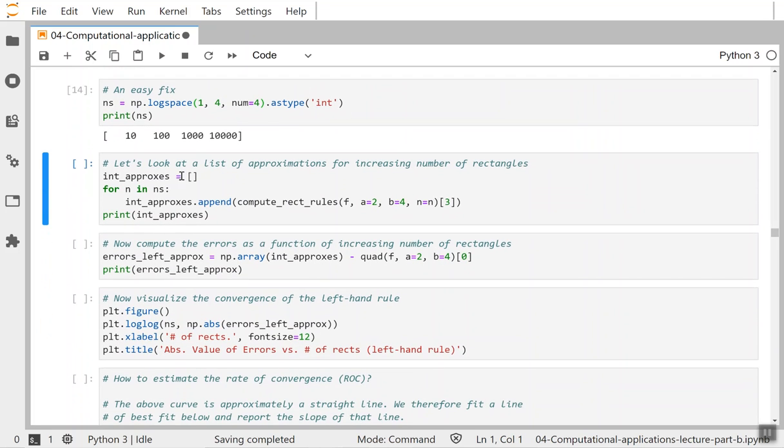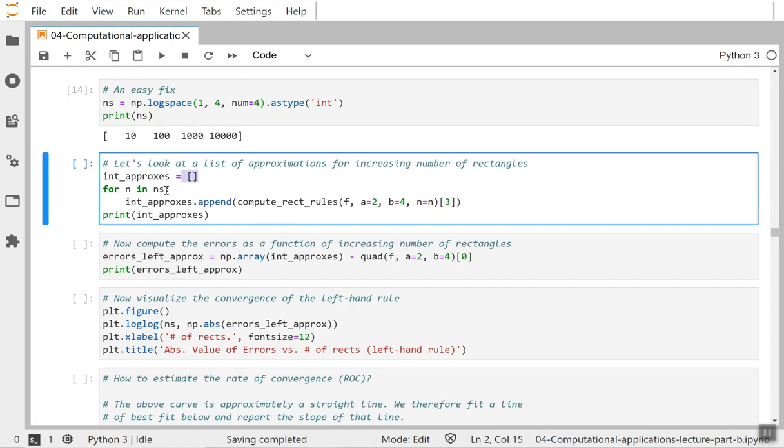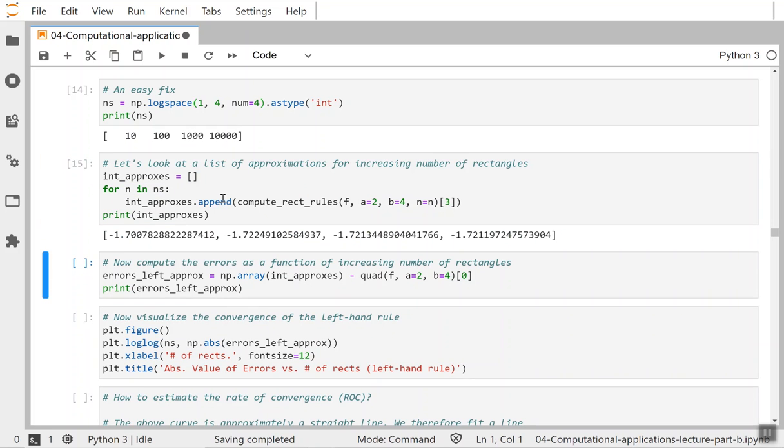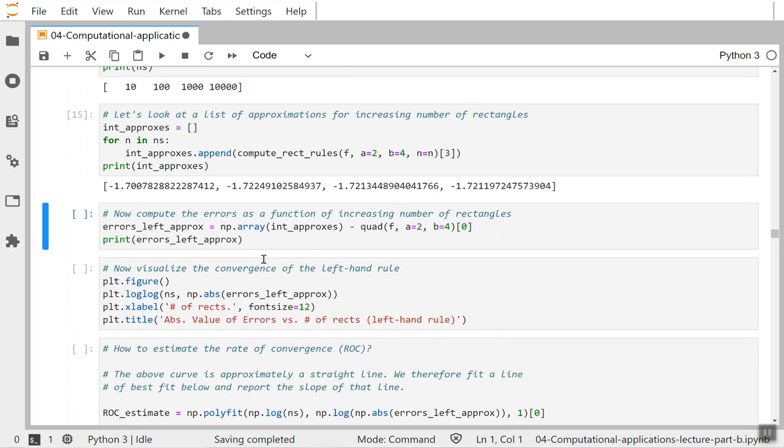So now let's create a list of approximations for increasing numbers of rectangles. I made an empty list here, and I append to it the rectangle rule, the left-hand rule approximation, with these differing n values where n is being chosen from this array of n's. And then here are my approximations: negative 1.7007, negative 1.722, negative 1.721, and again, negative 1.721. And then there's the change in these decimal points. Now, these look like they're getting to be a better approximation relative to the quad.